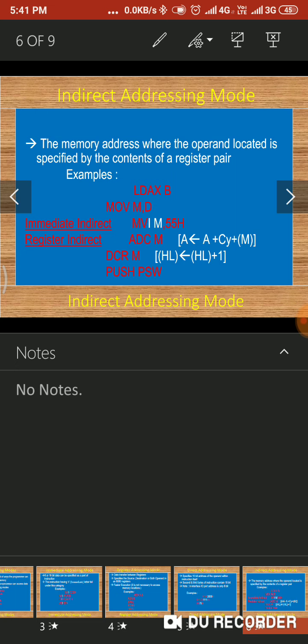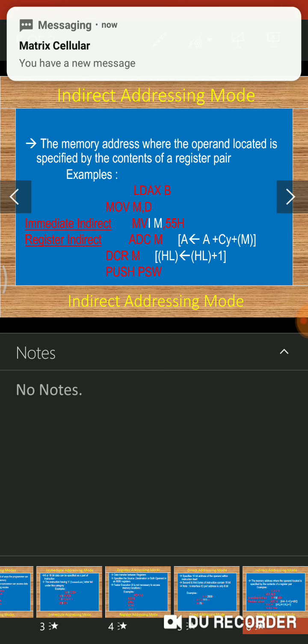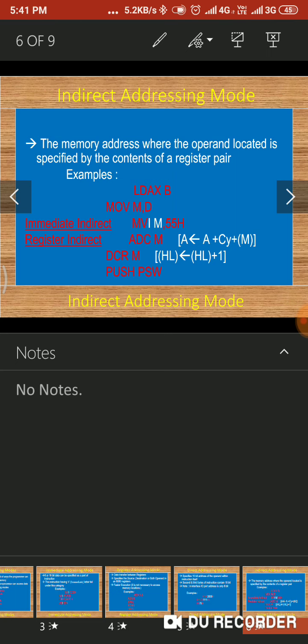For example, if we have 50 in the H register and 00 in the L register, which means 5000 is the memory address. In that memory address, the data available in the D register is stored. Similarly, MVI M, 55 is an indirect addressing mode.